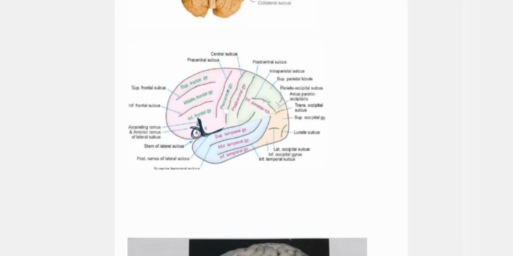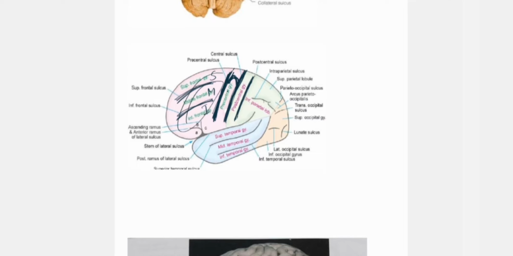Then let's discuss the sulci and gyri on each lobe. First one is the frontal lobe. In the frontal lobe, this is the central sulcus which divides the frontal from the parietal lobe. In front, this is the precentral sulcus, and behind there is a postcentral sulcus. The precentral sulcus and central sulcus form an elevation known as the precentral gyrus. In front of the precentral sulcus, there are the superior frontal sulcus and inferior frontal sulcus, which form the superior, middle and inferior frontal gyrus. So these are the major sulci and gyri present in the frontal lobe.